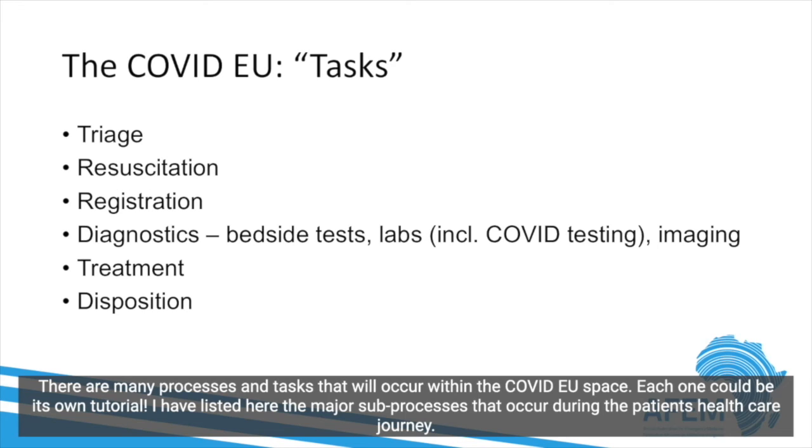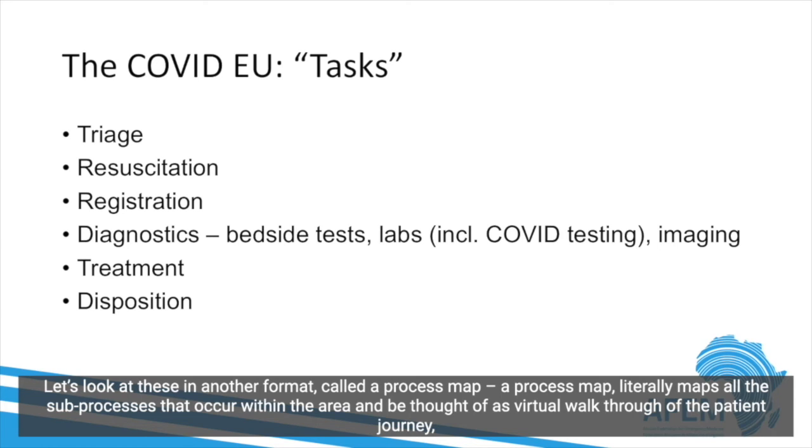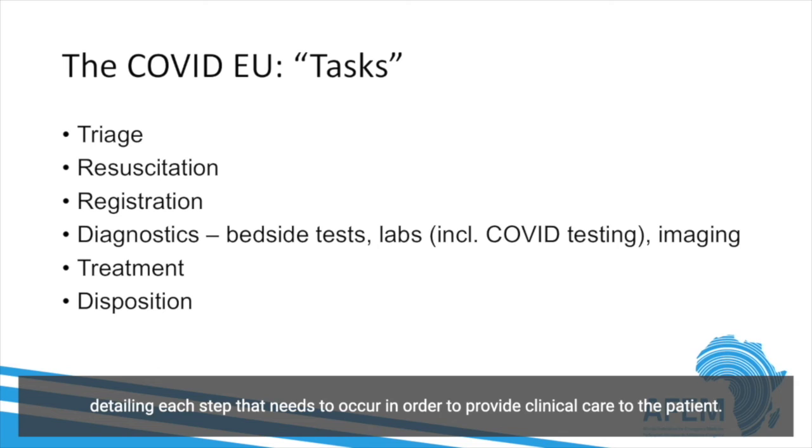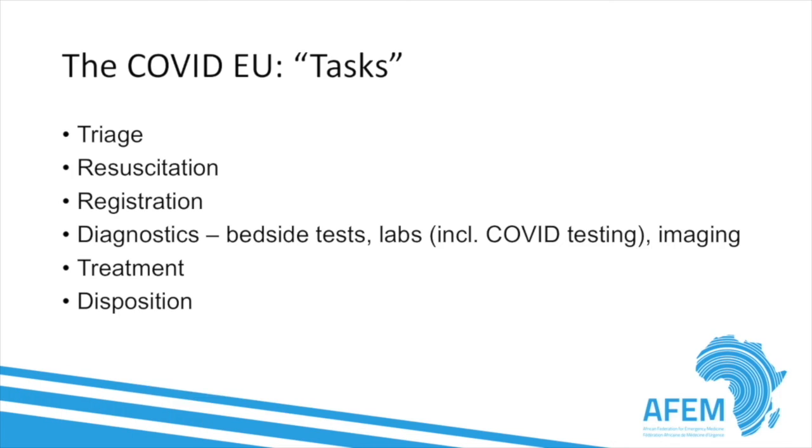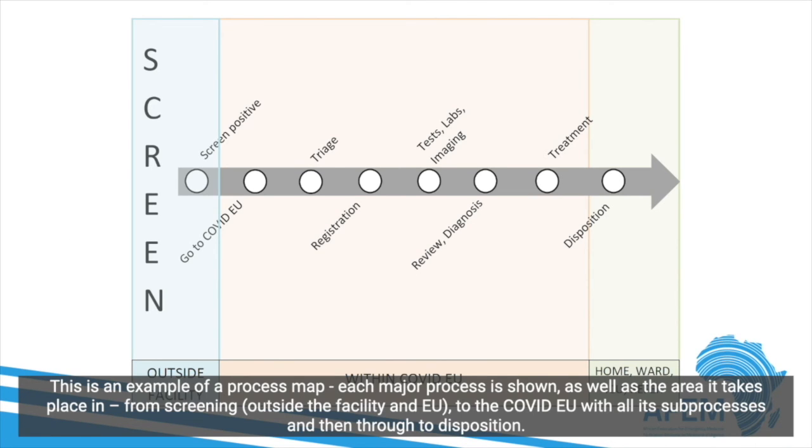When it comes to the COVID EU tasks, there are many processes and subtasks that will occur within the COVID EU space. Each one could be its own tutorial. I have listed here the major sub-processes that occur during the patient's healthcare journey. Let's look at these in another format called a process map. A process map literally maps all the sub-processes that occur within the area and can be thought of as a virtual walkthrough of the patient's journey, detailing each step that needs to occur in order to provide clinical care to the patient. This is an example of a process map.